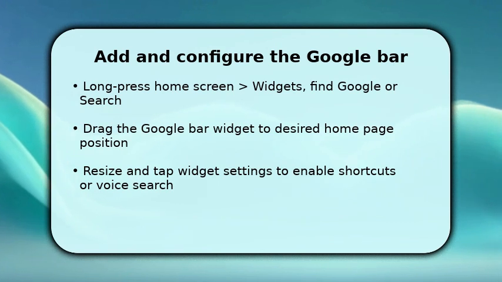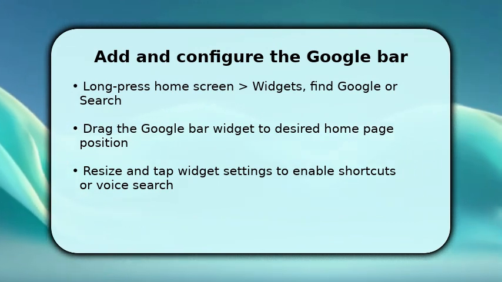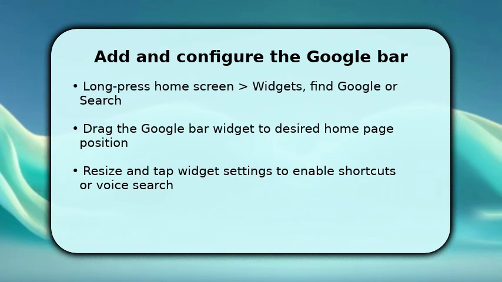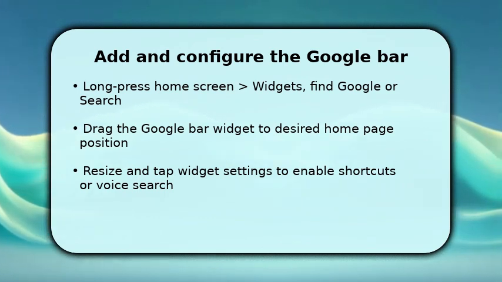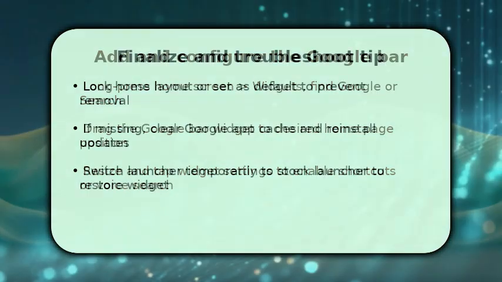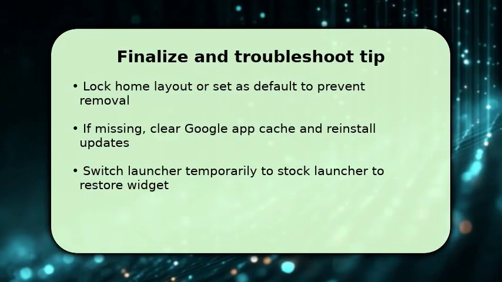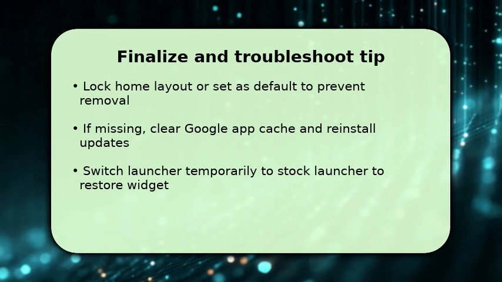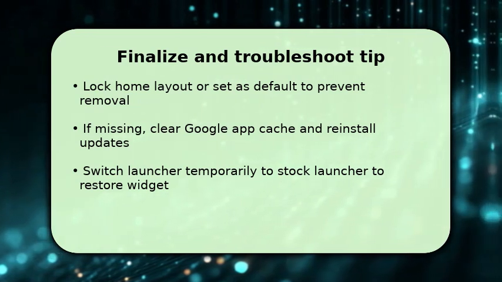Configure voice search, lens, or show/hide app shortcuts to match your workflow, because those options control how the bar behaves. Finish by locking your home layout if your launcher has that option, or set the current launcher as default so the Google bar stays put.